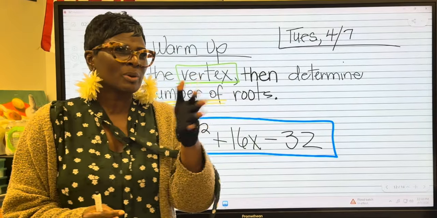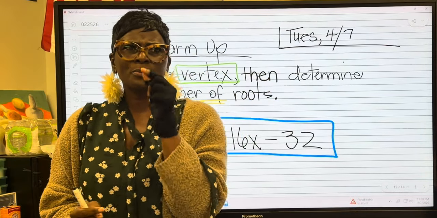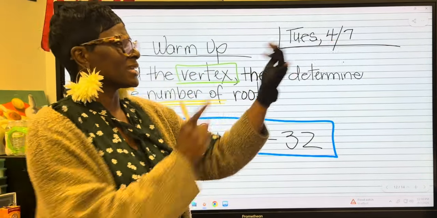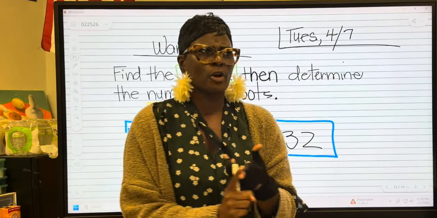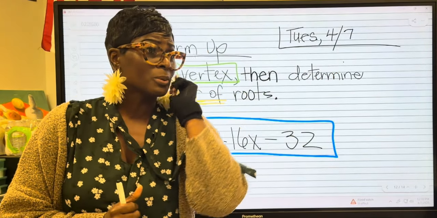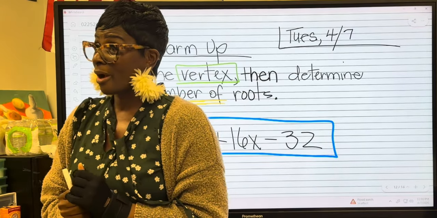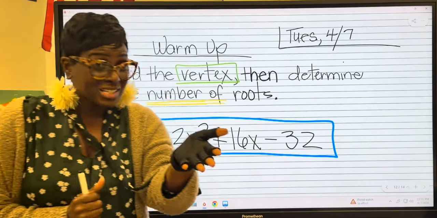Last week, what method did we practice all last week? Look at our methods. We've got table, graphing, factoring, quadratic formula. What method did we use last week? Graphing. You got something in your ear? Oh, okay. We did graphing, so graphing is another way, isn't it?